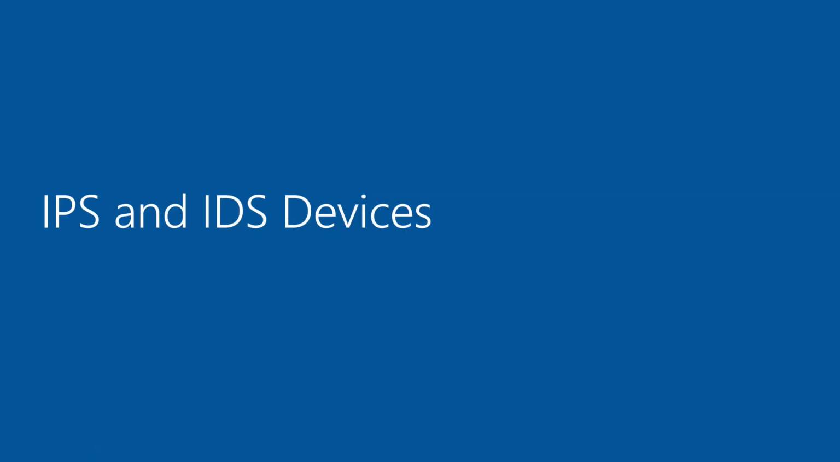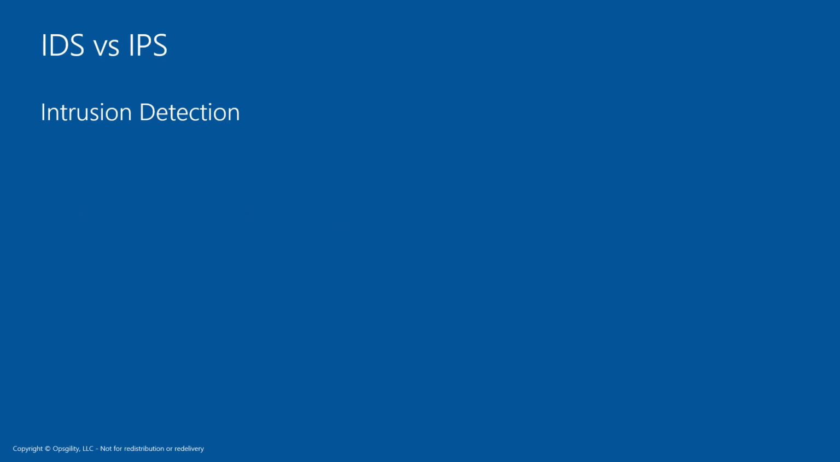IPS and IDS devices can definitely help us keep a handle on our network to make sure that people aren't doing things they're not supposed to be doing, whether it's hackers or internal staff. IDS stands for Intrusion Detection Systems, and IPS stands for Intrusion Prevention Systems, and they're both parts of a modern network. Many times they're on the same device, but sometimes they're separate.